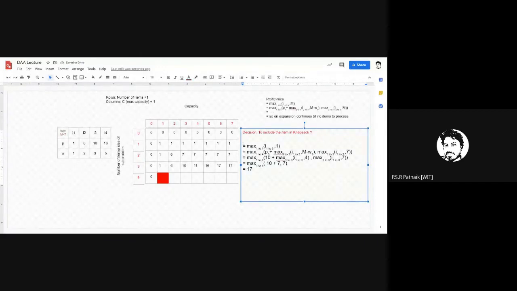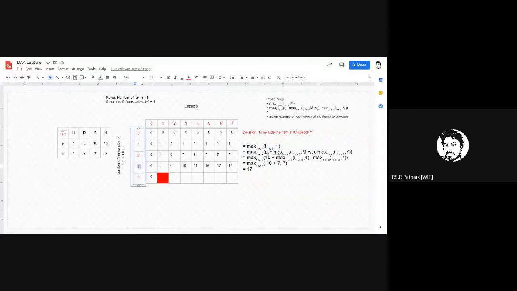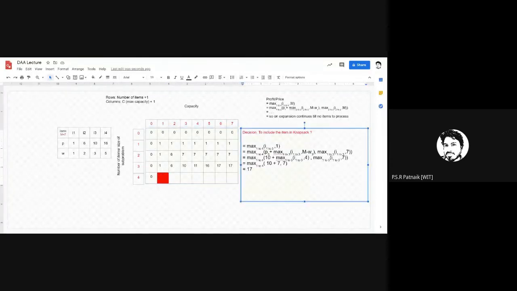So let me first solve it for this line. Max of I1 to 3. So you're taking 3 items to solve. What you're asking here? 3 items to solve, sack capacity is 1. So what's the answer? 3 items to solve, this is P3. Can you include P3 with weight 5? Obviously not, then this entire thing will be ruled out here, right?